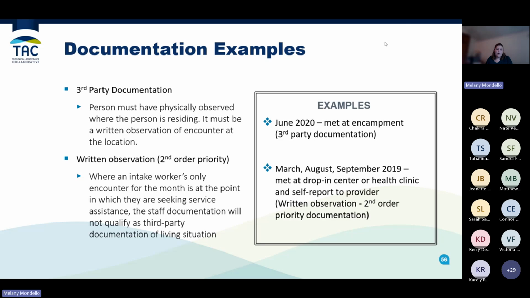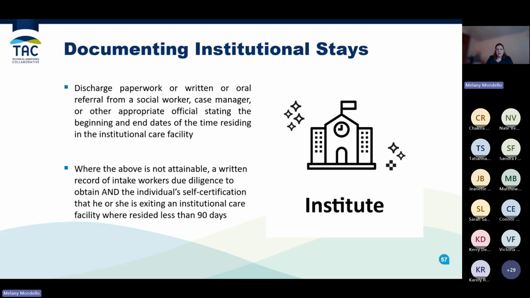And here you have an example. Met at encampment, if that's what the note says, or the letter that they've written based on their notes, that's third party. The drop-in centers, health clinics, food pantries, where people are self-reporting to providers, and there's other things kind of leaning that way, those would all be second priority, and you would just have to say why you can't talk to the person who may have met them in that situation. So it's not that you can't, just the farther you get away from third party, the more documentation you have.